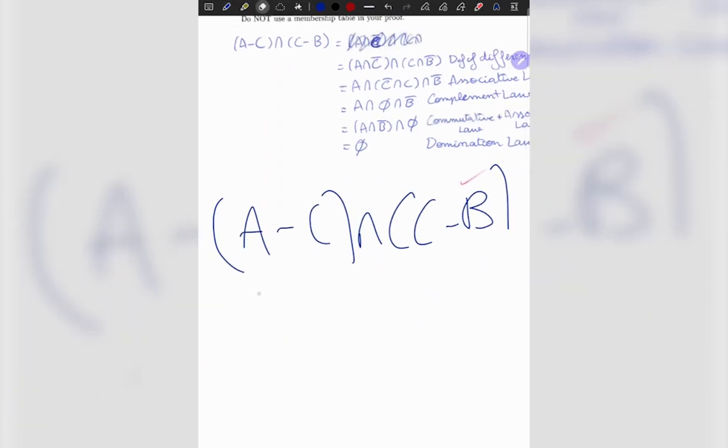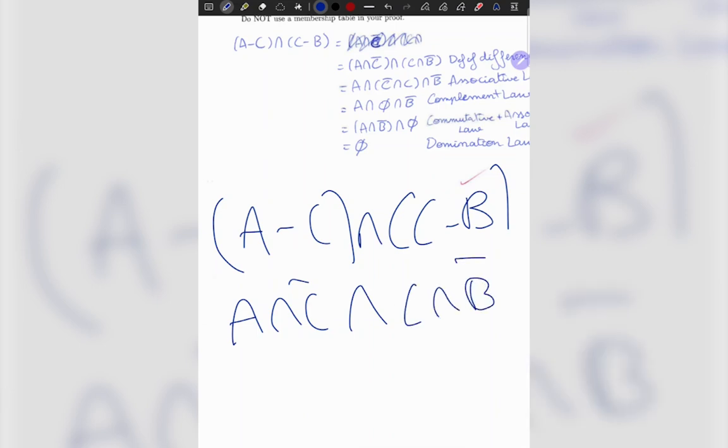Let's try to prove it. Sure. So this would be like this, and we have C and not C is null, then anything with null is null. So this is pretty easy.